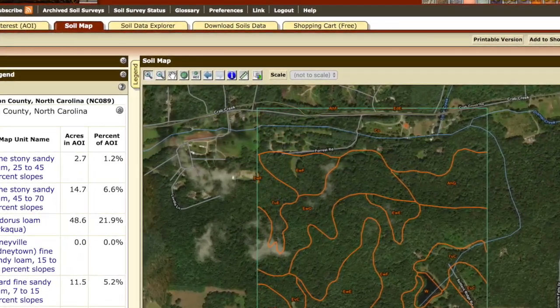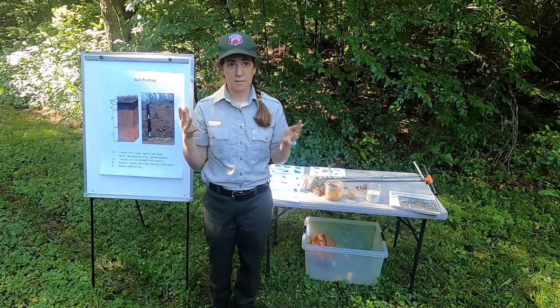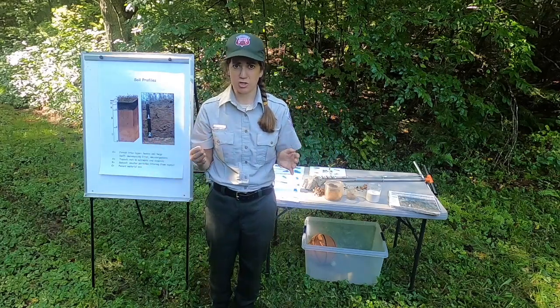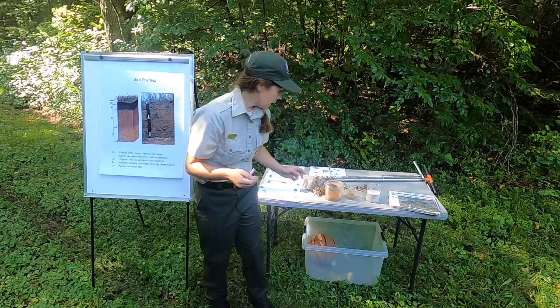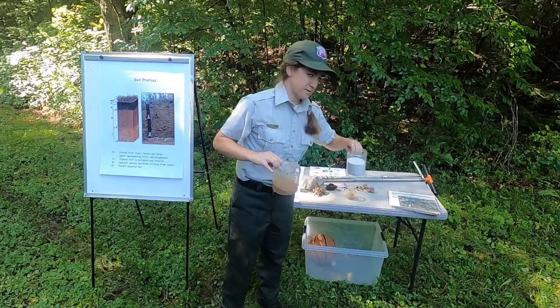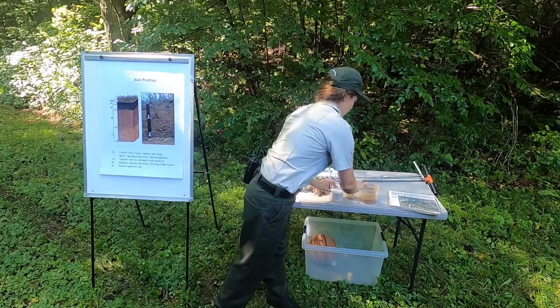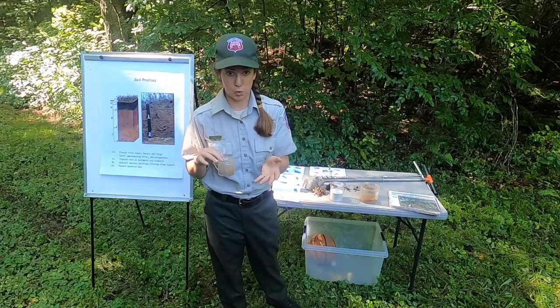Here's a little example of what you might find. And that tells us the name of the different soils on our landscape, and it tells us the texture and structure. Now, what do I mean by texture and structure? What I mean is how much clay, sand or silt is inside of that sample of soil.